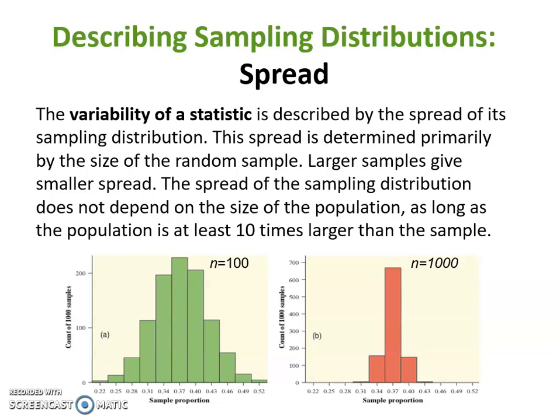Okay? The spread of sampling distribution does not depend on the size of the population, as long as, this is important though, as long as the population is at least 10 times larger than the sample. This is that 10% condition that we have talked about before. So notice here, we're looking at a count of 1,000 samples, and here's our sample proportion. They both have the same center, but when my sample size is 100 versus when my sample size is 1,000, look at how reduced the variability is between these two.